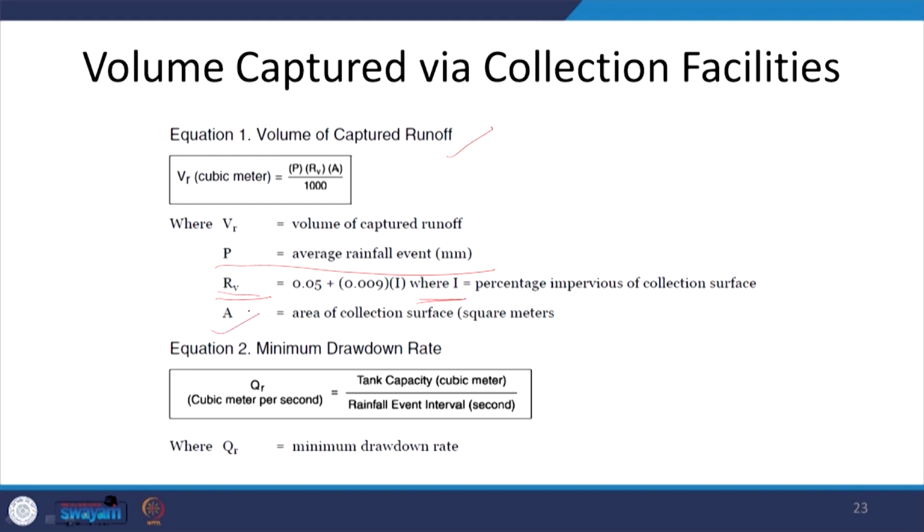And then the area of the collection surface. So, we are looking at reducing the total amount of runoff, and if there was runoff, then all that shall be captured through the creation of a tank or a retention water body, retention pond or any other thing.